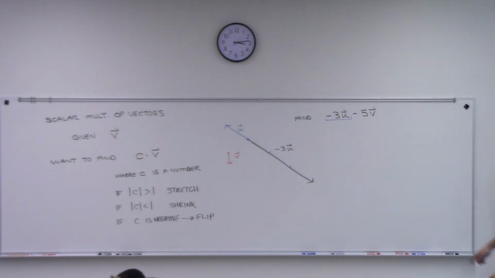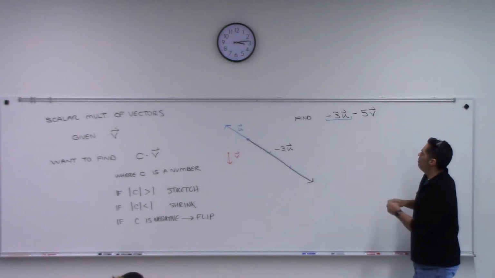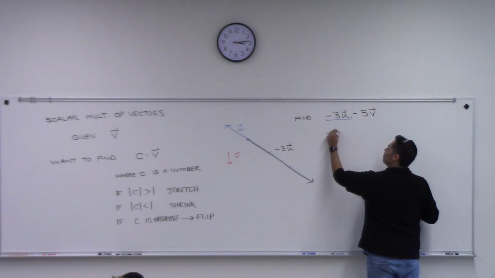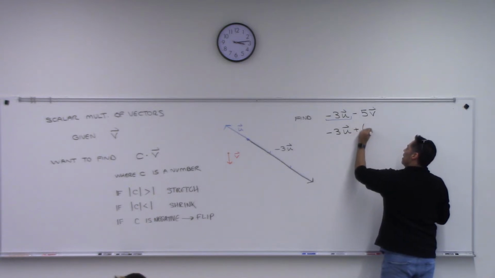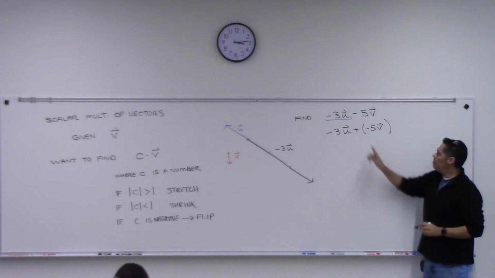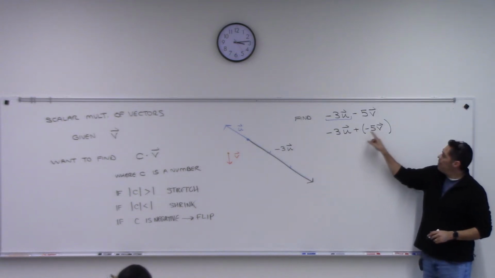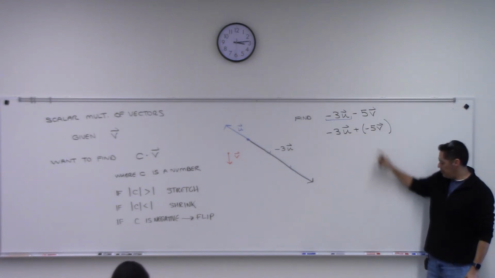All right, and then I've got to figure out what this is, right? So I would do this if I were you. I would rewrite this like this, change that to plus, and make that negative 5v like that. That way you can go tail to tip, tip to tail, but you've got to figure out what negative 5v is, right? So what am I going to do to figure out what negative 5v is?